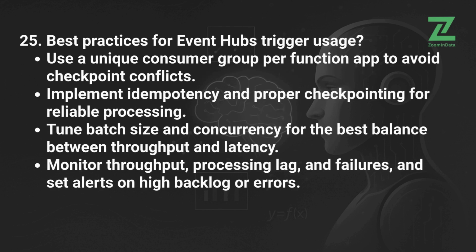25. Best practices for Event Hub's trigger usage. Use a unique consumer group per function app to avoid checkpoint conflicts. Implement idempotency and proper checkpointing for reliable processing. Tune batch size and concurrency for the best balance between throughput and latency. Monitor throughput, processing lag, and failures, and set alerts on high backlog or errors.